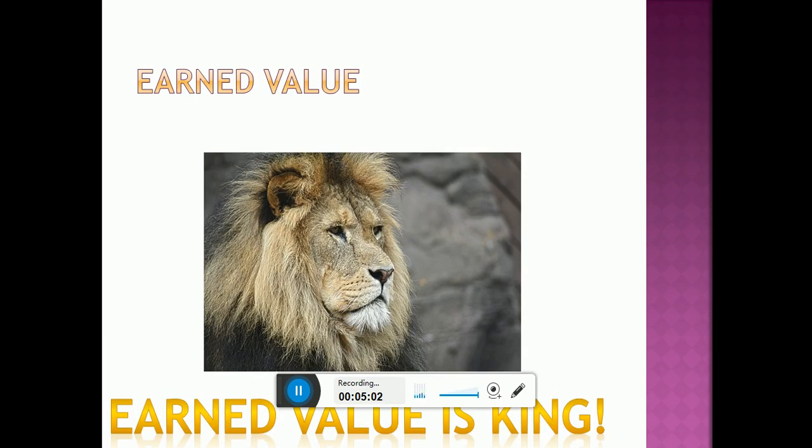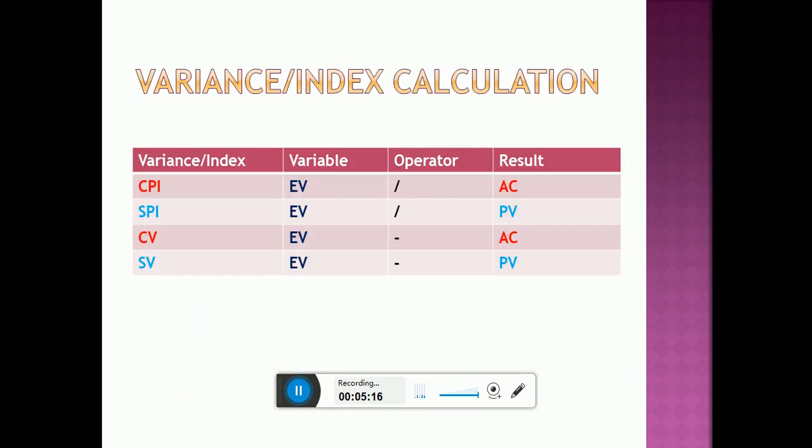Before going into any calculations, I will say that the earned value is really a king. Behind every calculation, the earned value is really needed. Let's hop over this. To calculate the cost performance index, because it relates to cost, just bear with me, let me take my pen.